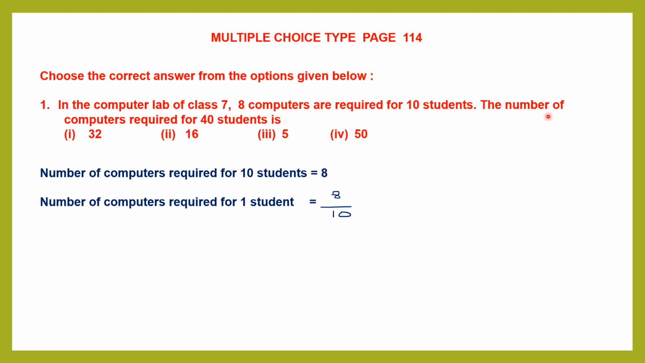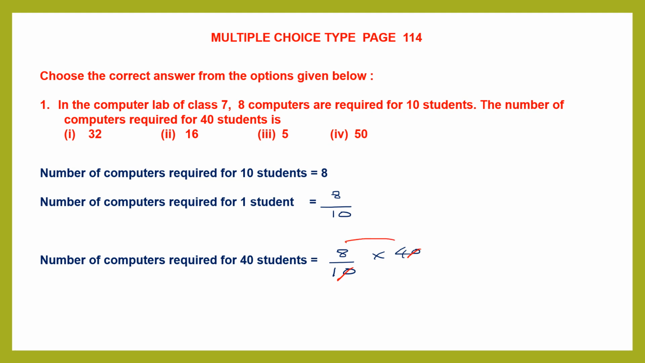Now our question is the number of computers required for 40 students. So in the next statement we say number of computers required for 40 students. For one student, if it is so much, for 40 students it will be this into 40. So that is 8 by 10 into 40. Now we can cancel here. I can cancel the 0 and the 0. Now it's only 1 here, and now multiply the numerators. 8 fours are 32. 32 by 1, which is 32.